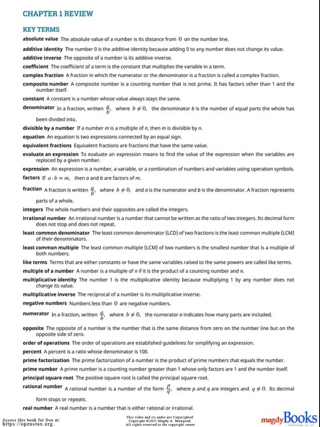Factors. If a dot b equals m, then a and b are factors of m. Fraction. A fraction is written a over b, where b does not equal 0, and a is the numerator and b is the denominator. A fraction represents parts of a whole. Integers. The whole numbers and their opposites are called the integers.